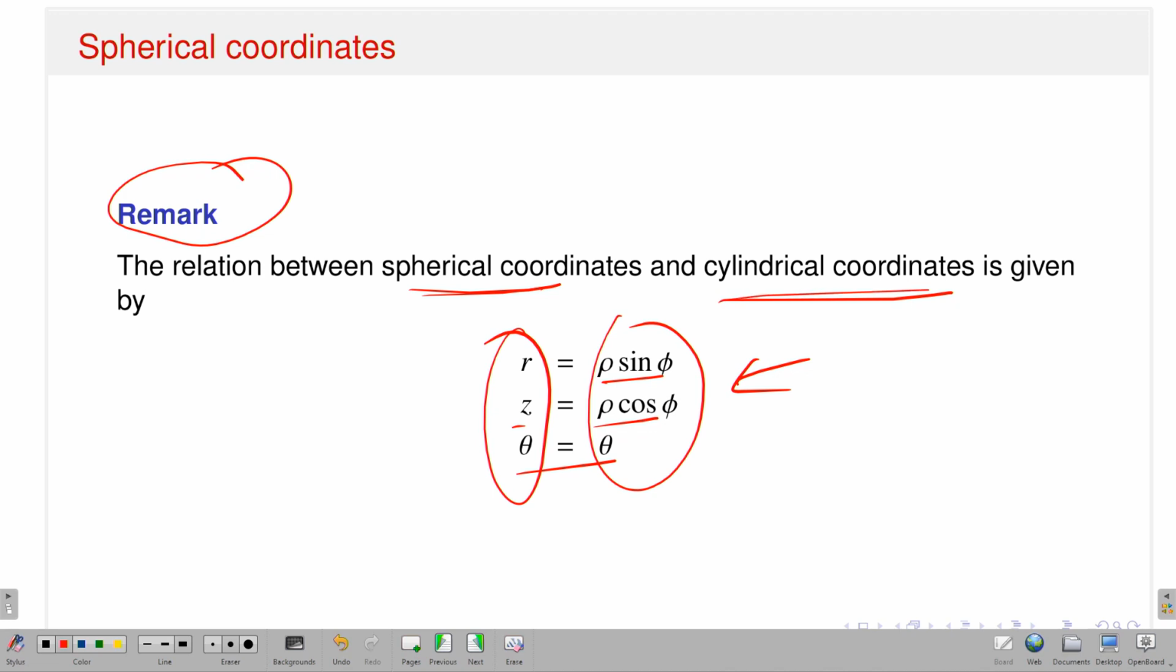Okay. So, that means r is equal to rho sin phi, z is equal to rho cos phi, and theta is equal to theta. So, this is the cylindrical coordinate system and this is the spherical.